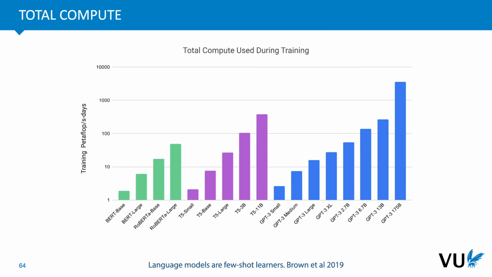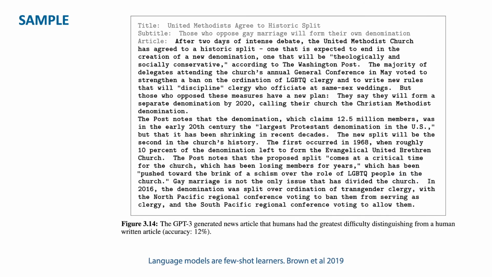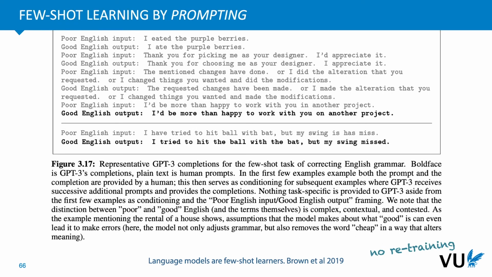Like its predecessor, GPT-3 was very good at generating natural-looking language, and the language was so good that for a large proportion of its output, human annotators had considerable difficulty telling a GPT-3 generated article from a human written article. But the really interesting thing that the authors found about GPT-3 when they finished training it was that it could do few-shot learning purely by prompting.